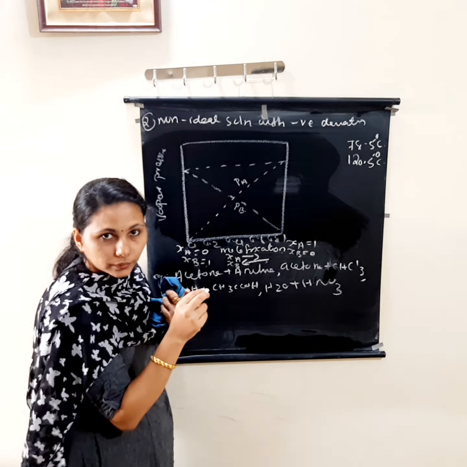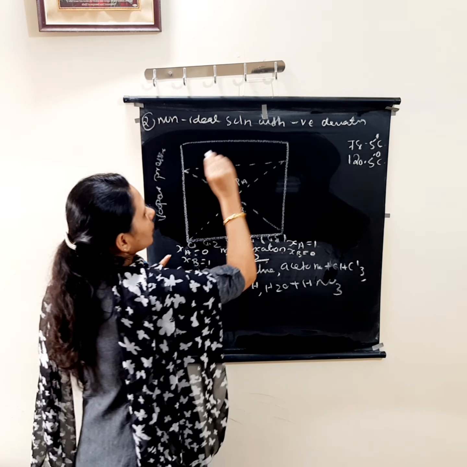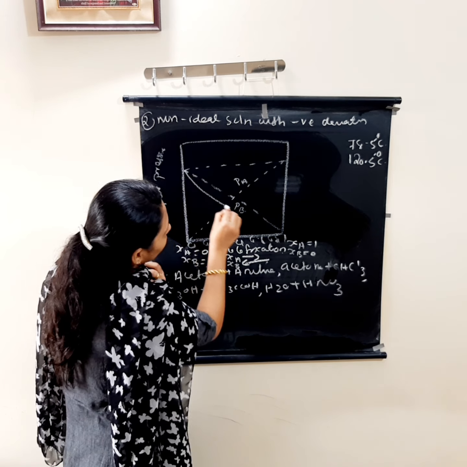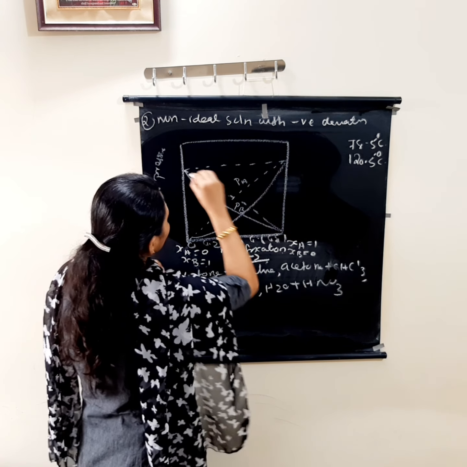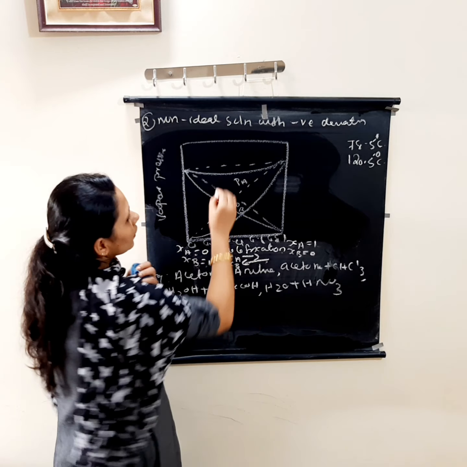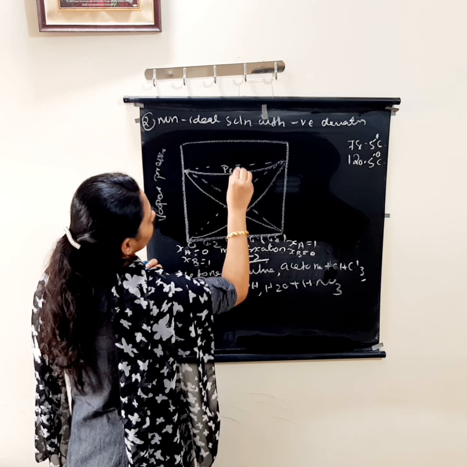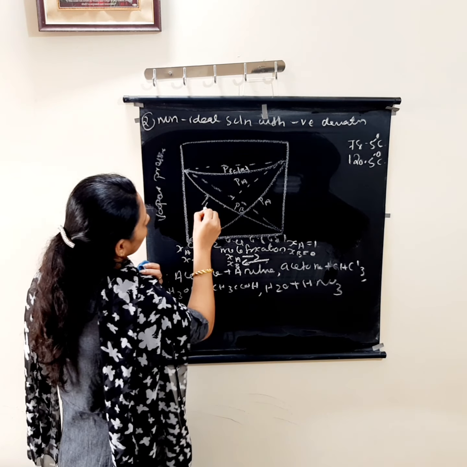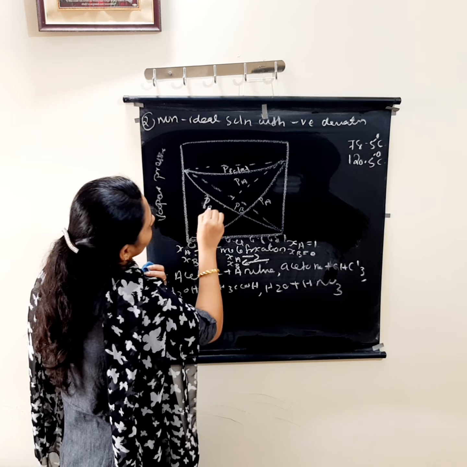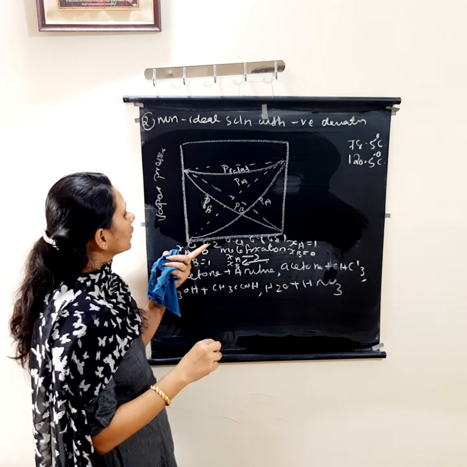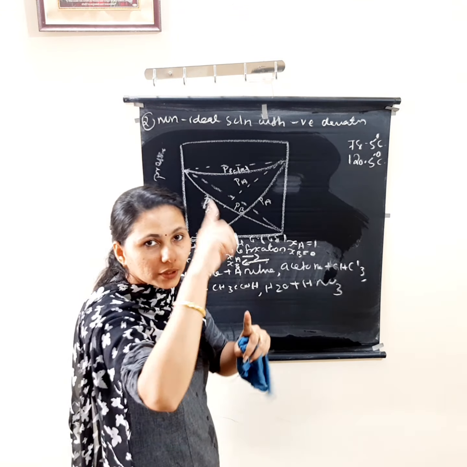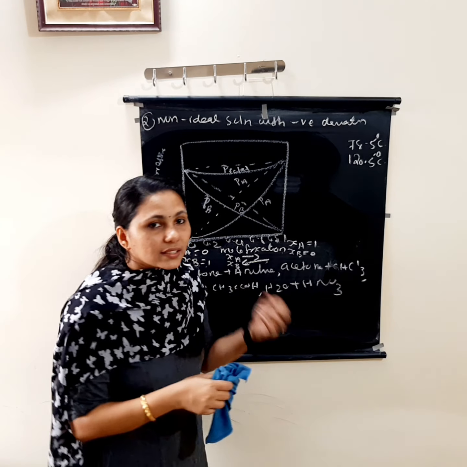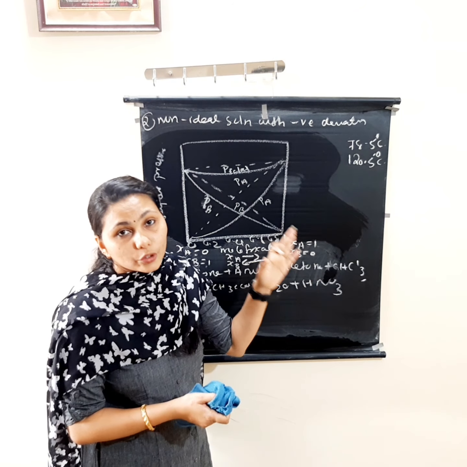For positive deviation, we were drawing an upward curve. For negative deviation, what do we have to do? For each one we have to draw a negative, downward curve. So this is P total, this we can write as PA, and this we can write as PB. So that is the graphical representation. Positive means upward curve, negative means the downward curve.